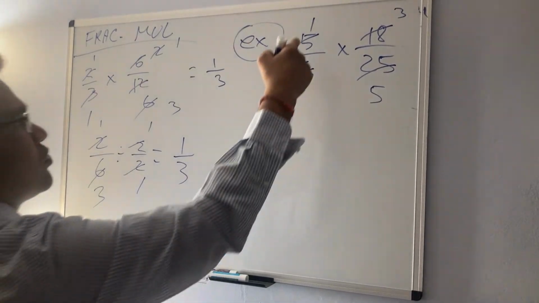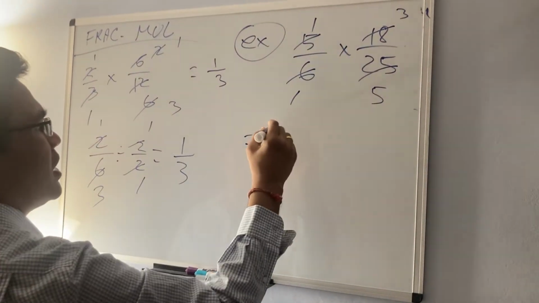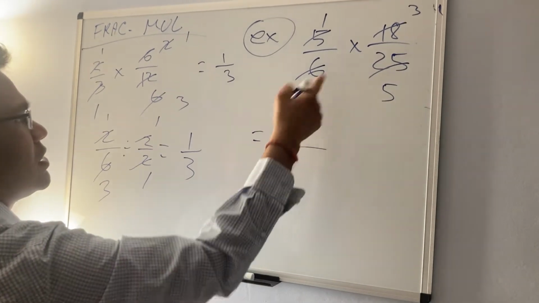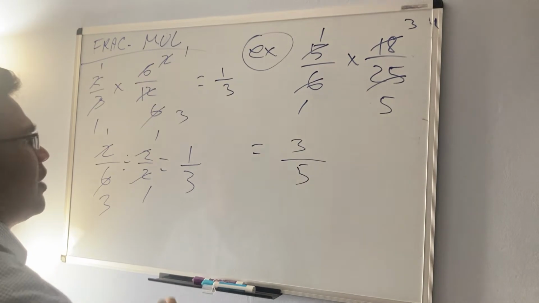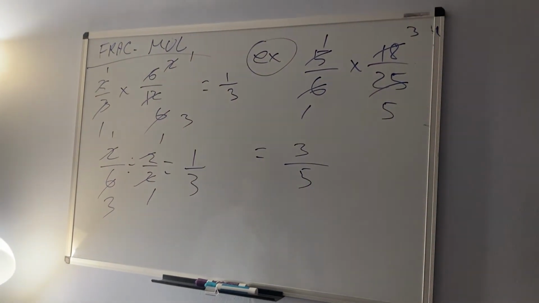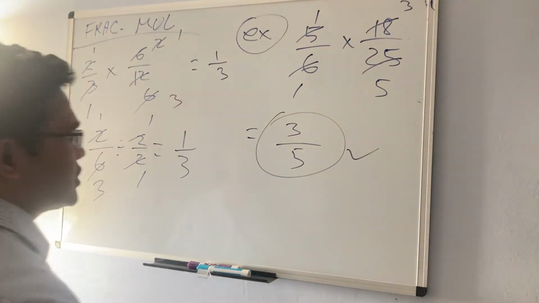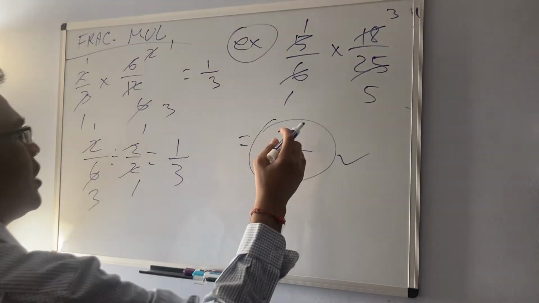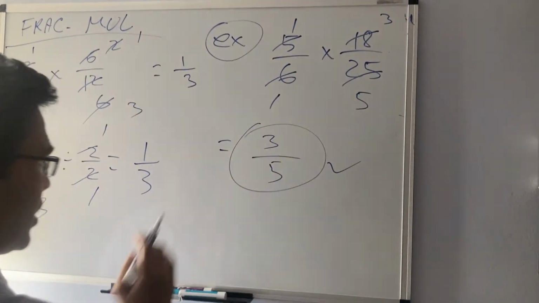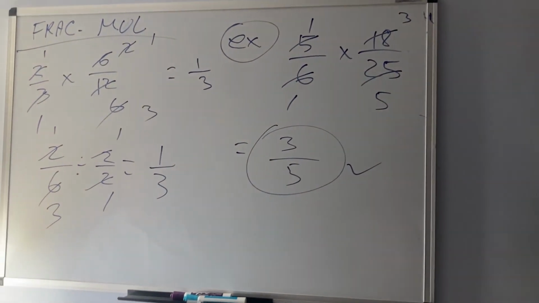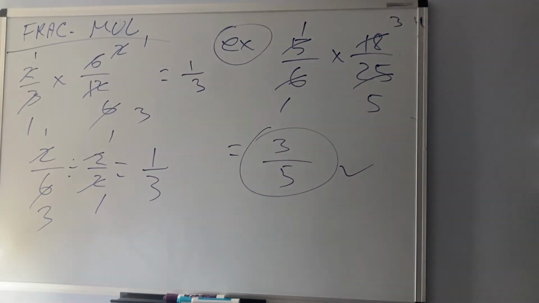Now I could multiply the numerator by numerator, which is 1 times 3, which is 3. Denominator times the denominator, which is 1 times 5 is 5. Can I reduce it? No. In this case, this is called a proper fraction. When is it a proper fraction? When the numerator is less than the denominator, it is called a proper fraction. So these are all proper fractions.